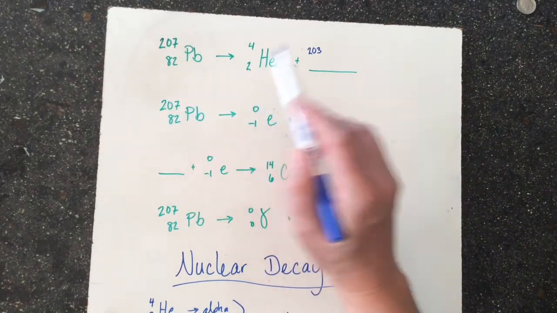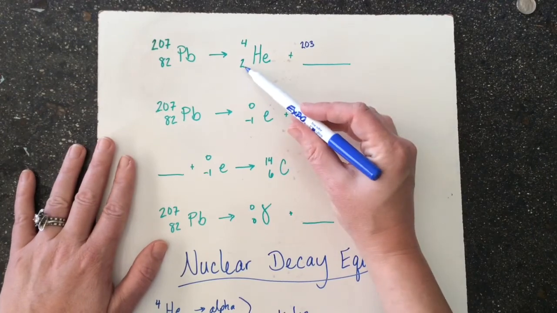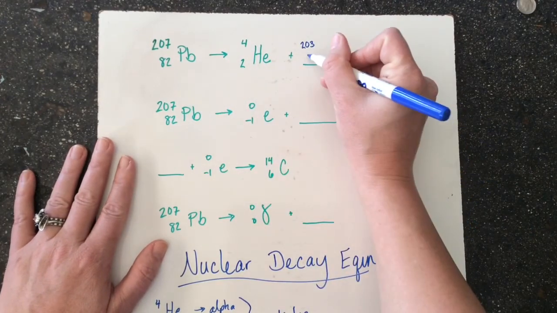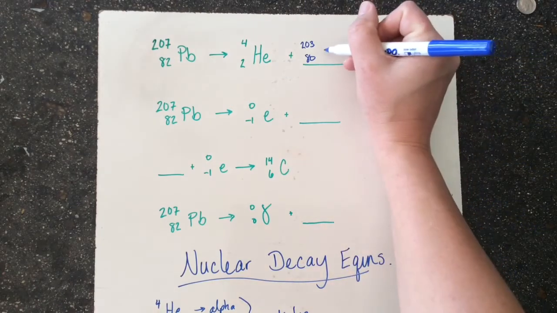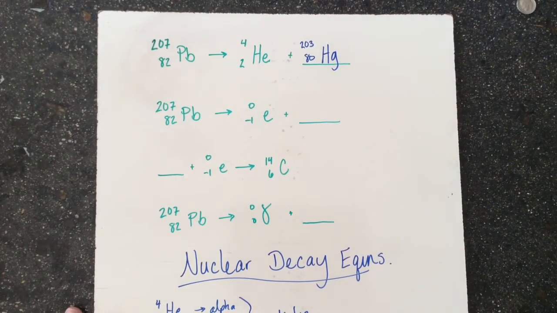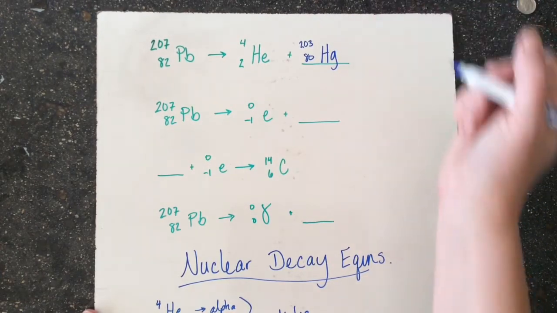Same thing applies for the bottom number, which is the atomic number. If we have 2 down here and we need 82, that means we have to have 80 as our atomic number. Then the next step is to look at the periodic table, find element number 80, which is mercury, and put in its symbol. So this is an example of alpha radiation.